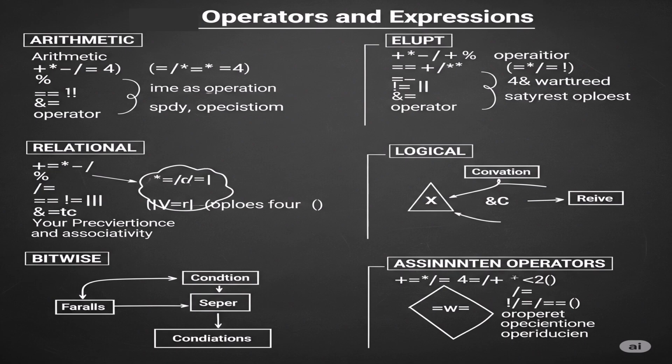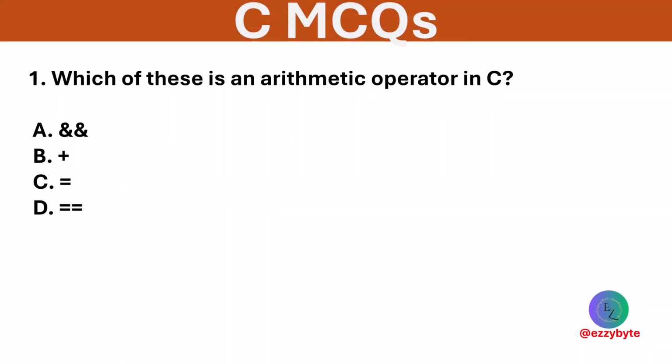Let's get started. Which of these is an arithmetic operator in C? Options are and, plus, equals, and double equals. Option B is correct. The plus sign is a basic arithmetic operator used for addition in C.